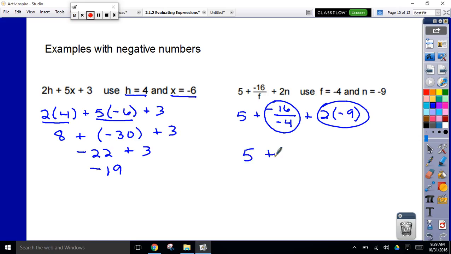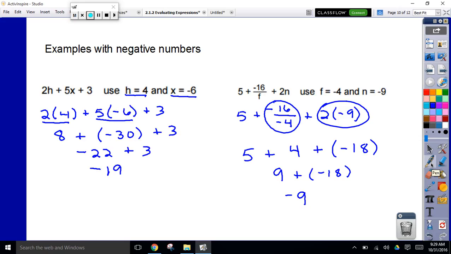Negative 16 divided by negative 4 is positive 4. 2 times negative 9 is negative 18. Now I'm going to add and subtract from left to right, and I'm just going to do one set of numbers at a time. So 5 plus 4 is 9, plus negative 18. My signs are different. I'm going to subtract and keep the sign of the larger number. 18 minus 9 is 9. 18 is the number with the larger absolute value, so my answer is going to be negative. So I have negative 9.